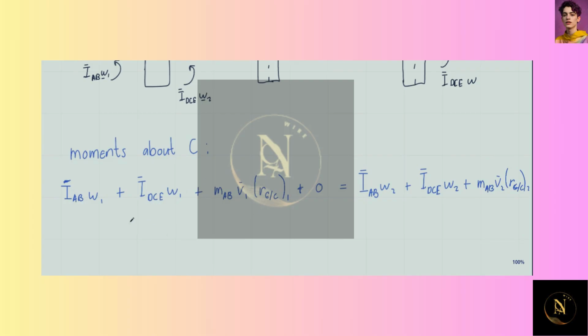So we can write this by pulling out the omegas as common factors. So we can write this as I bar AB plus I bar DCE plus MAB RG relative to C for position 1 times omega 1.